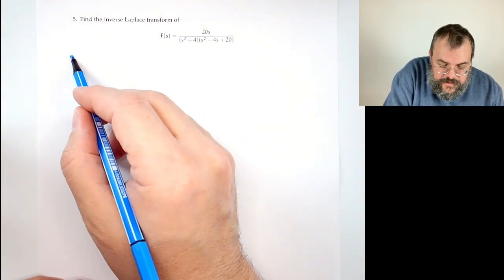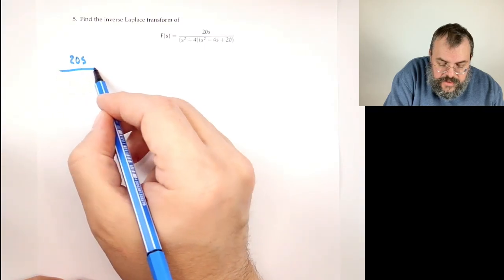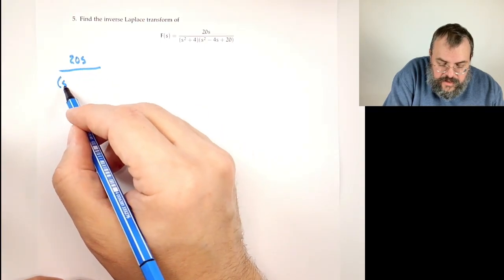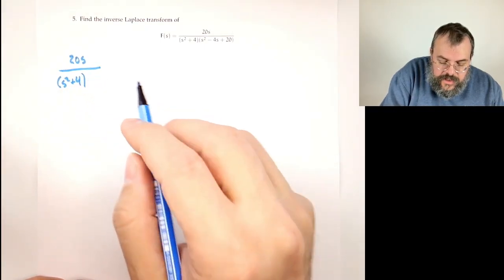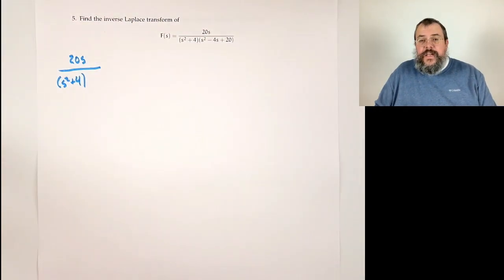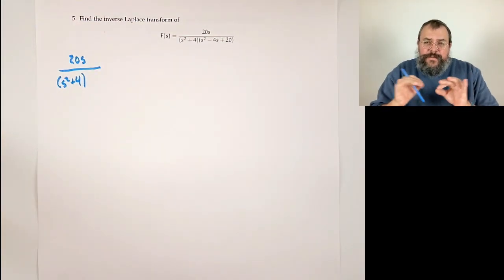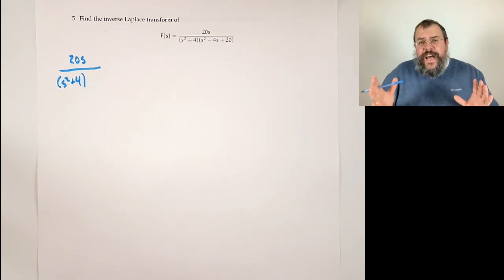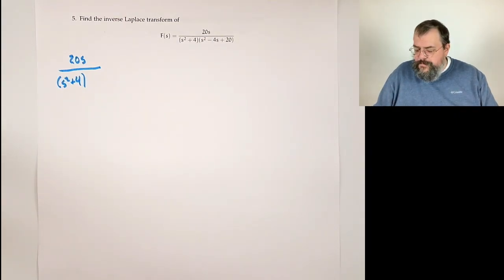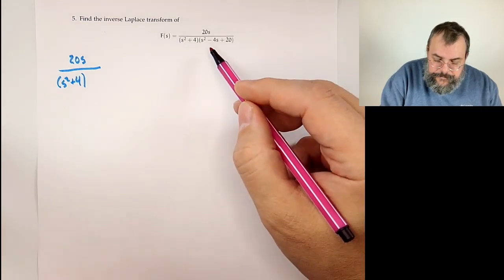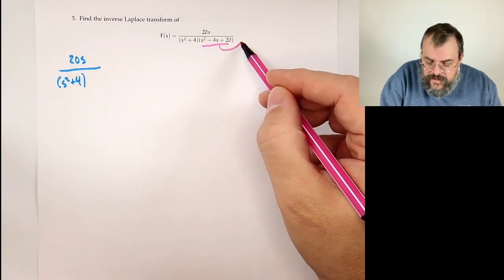We say, look, this is 20s upstairs. Downstairs, this is s squared plus 4. And we can pause for a second here and say, is that s squared minus 4s plus 20? Is that really factored as far as it can go? Maybe we should just double check. It feels like it is.